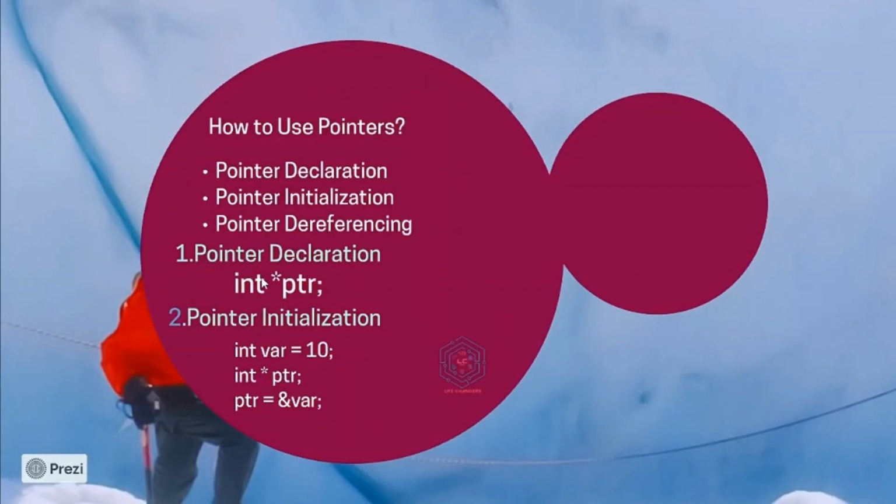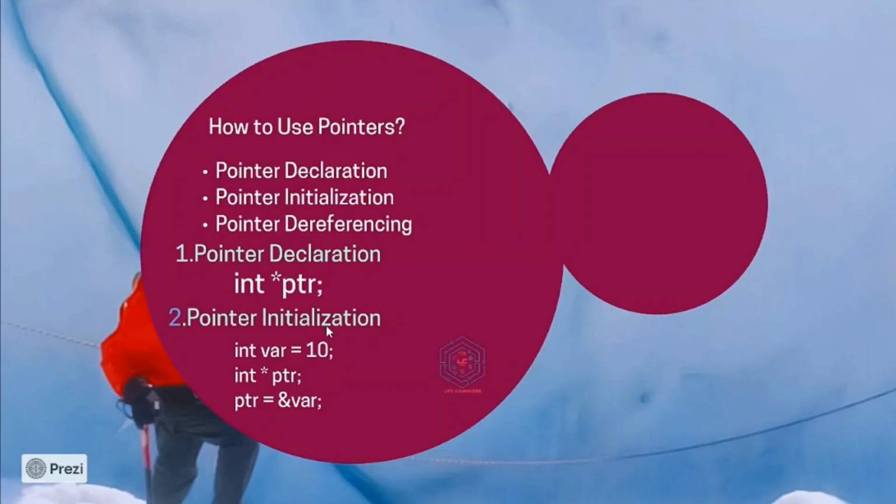Likewise, we declare this as an integer. So we are using the int data type, and we provide the asterisk symbol, and this is the pointer's name. And then we have to initialize the pointer. That is, we have to give the particular data's address to the pointer's name. So this is the pointer initialization.